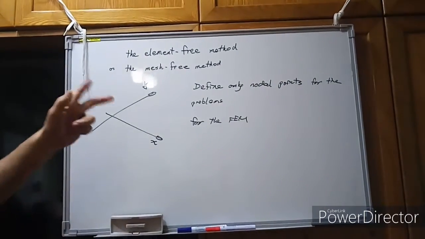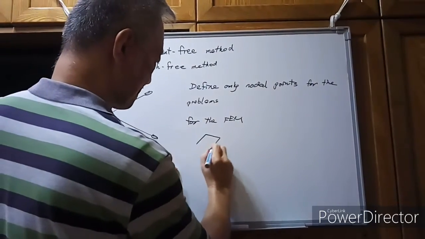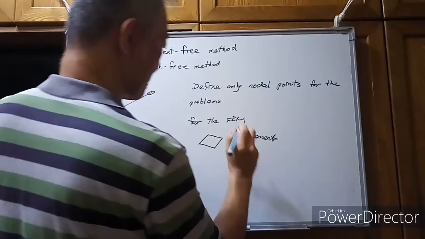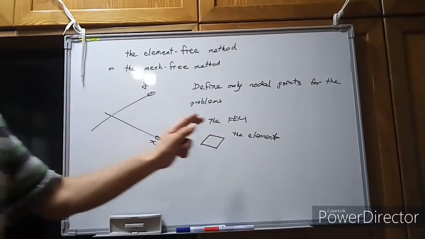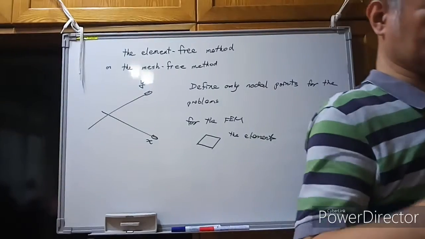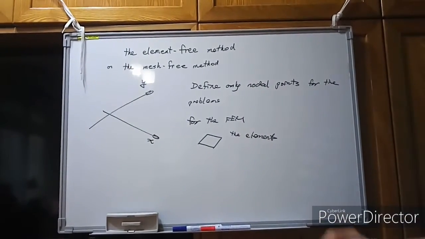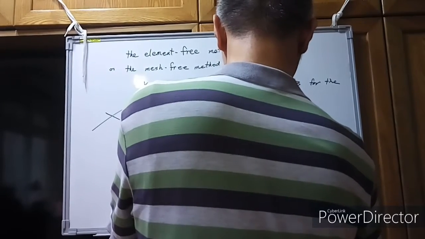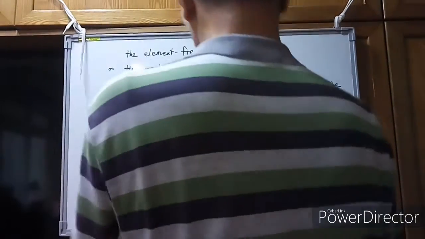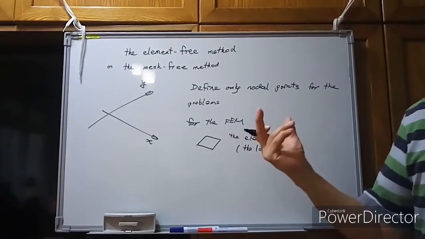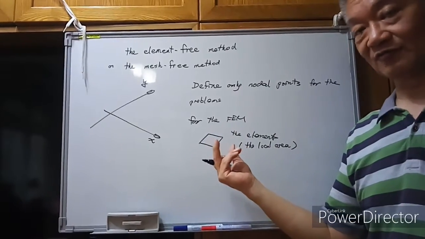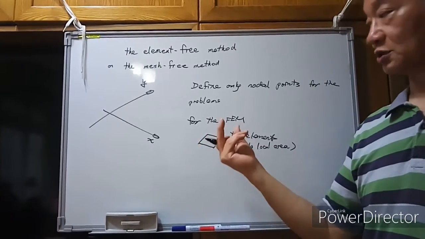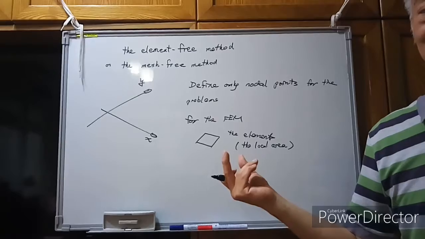For the finite element method, we will define the elements. We will define the element. The element also represents the so-called local area. Okay. For each element, we will define the displacement functions, and the displacement functions defined for this element will be used only for this element.